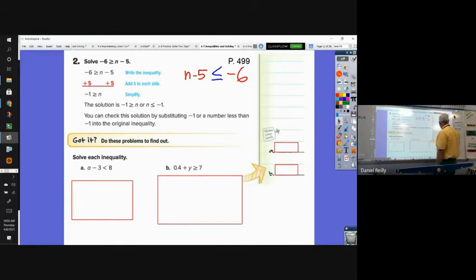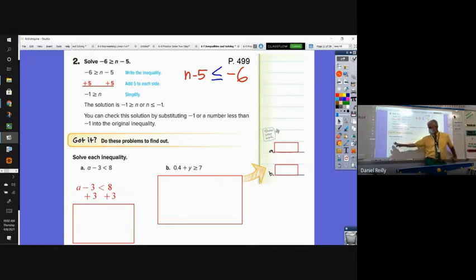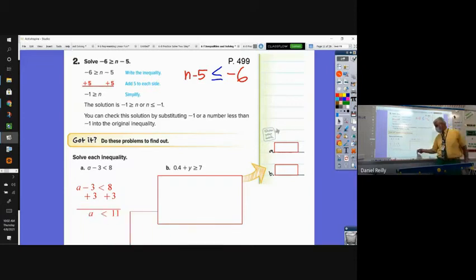So I'm not going to have you do these problems. We'll just go through them quickly here. A minus 3 is less than 8. What is my step to solve this inequality? Nate, add 3 to both sides, you say. That's the step: add 3 to both sides. Adding 3 to this side makes this go to 0, leaving me with just A. Adding 3 to this side gives me 11. So A is less than 11. Any value of A less than 11 will make this inequality true.